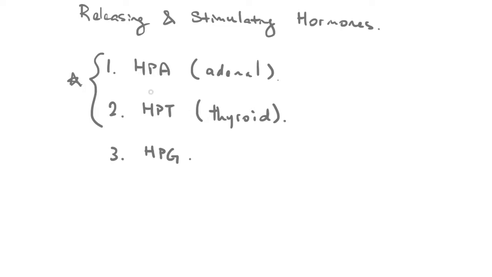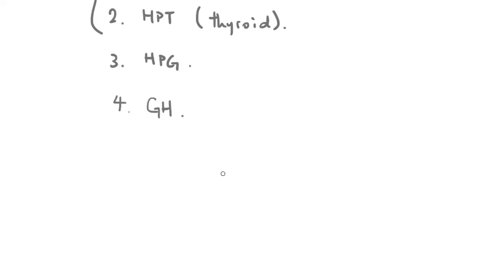So first we have the HPA, which is the hypothalamic pituitary adrenal axis, and then we have the hypothalamic pituitary thyroid axis, and then we have the hypothalamic pituitary gonadal axis. We're going to focus on the first two, and after that we are going to focus on a slightly complicated releasing regulation for growth hormone. So first let's talk about HPA.